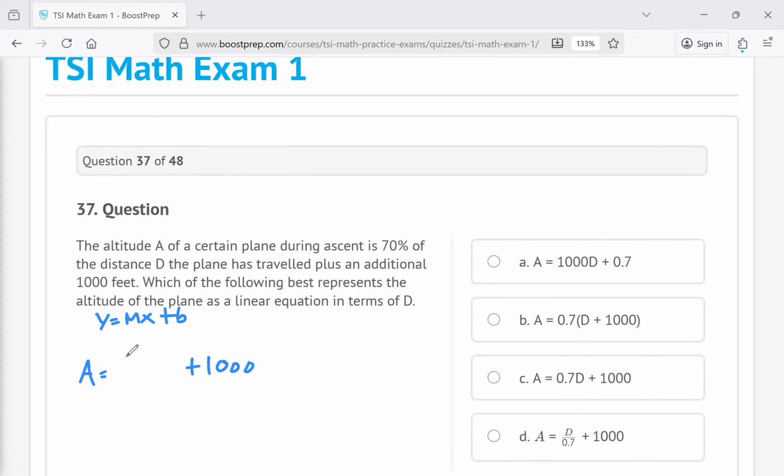And do we know what our m is? Kind of. It's basically 70% of d. And 70% as a decimal would be 0.70 times d, plus 1,000. So which one of these is going to be 0.70?